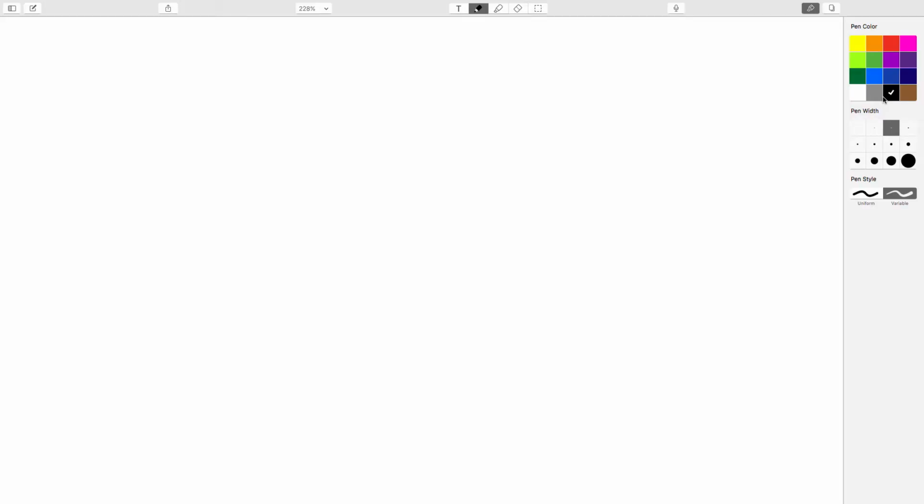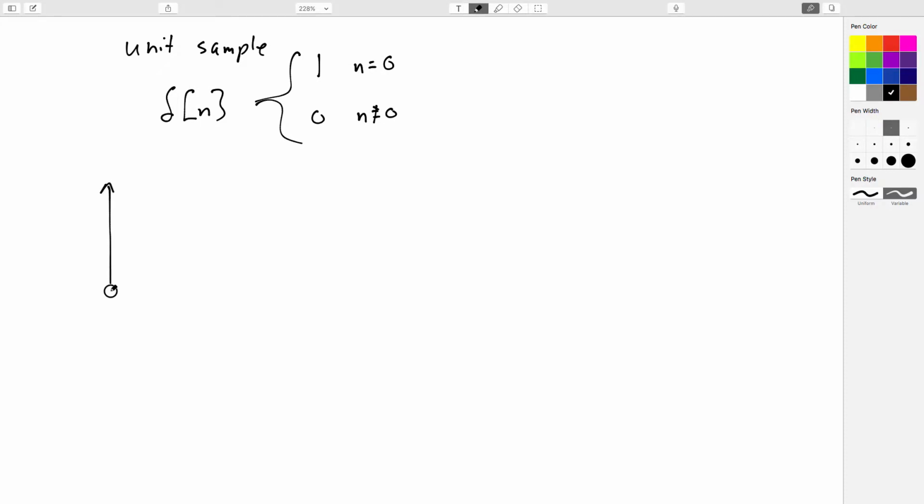So what's a unit sample and what's a unit step? A unit sample, we're going to be generally representing as a delta of n. Okay, and what this is saying is that it's 1 when n equals 0 and 0 when n is not equal to 0. All right, if we were to plot that out over time, all it's saying is that we're going to be 1 at n equals 0 and then 0 everywhere else. And life is good.